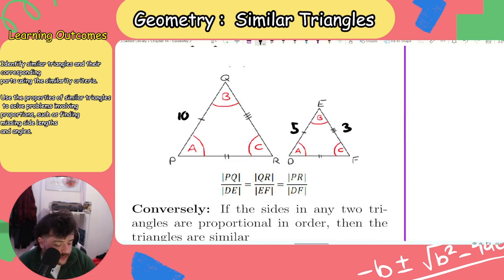Say this side is 3. How can I find out what this side is? Well, I just scaled up this triangle times 2, didn't I? So 5 times 2 is 10. Therefore, 3 times 2 is going to be 6. So that's going to be 6.